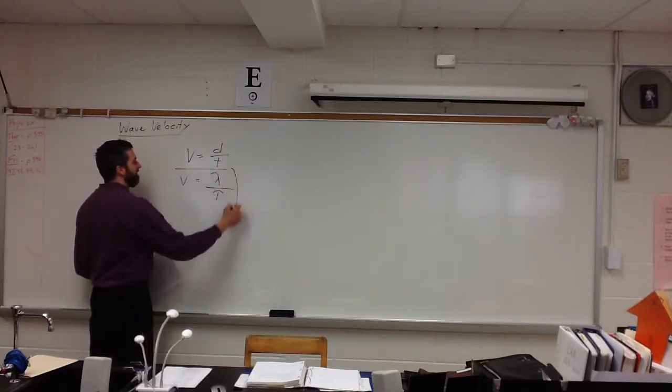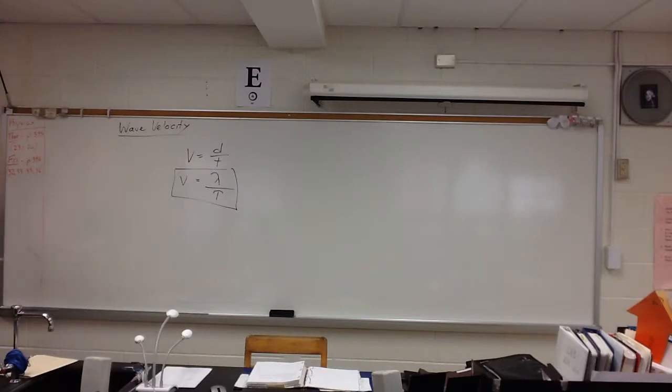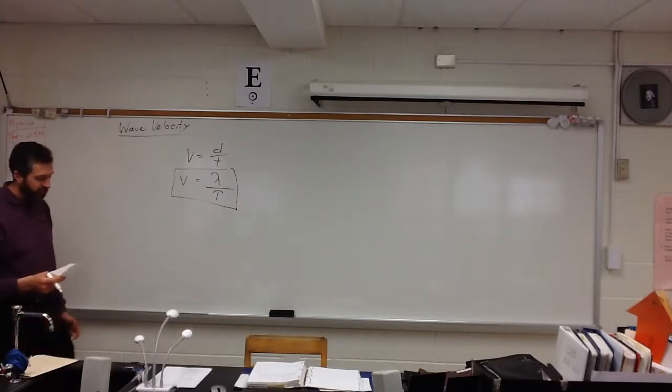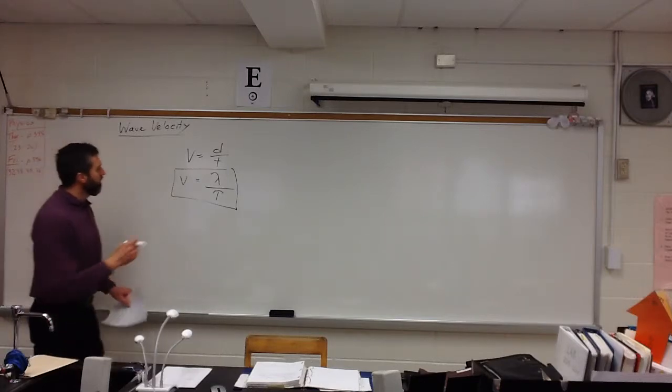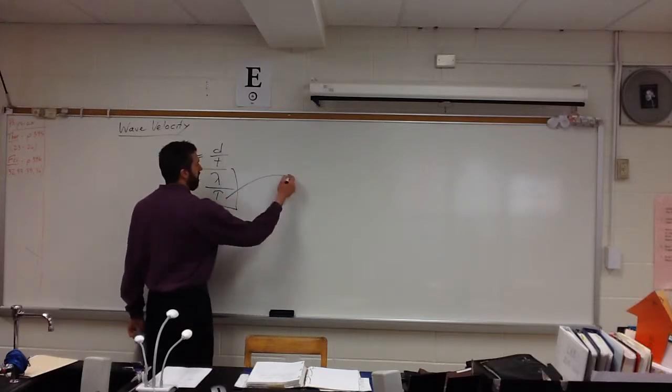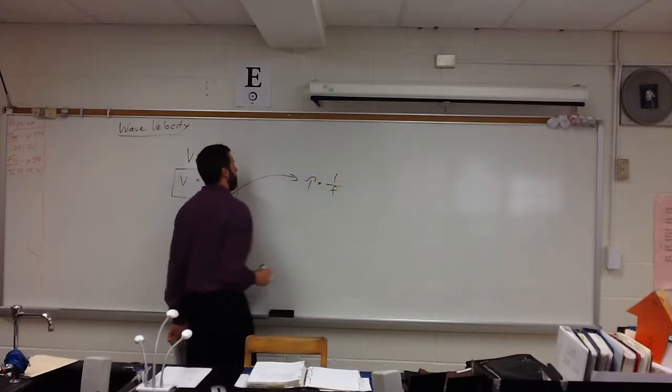So what we've now created is our new equation that enables us to find the velocity of a wave. You divide the wavelength by the period of the wave. But I want to throw in one more piece here. You'll also recall that the period was 1 over the frequency.